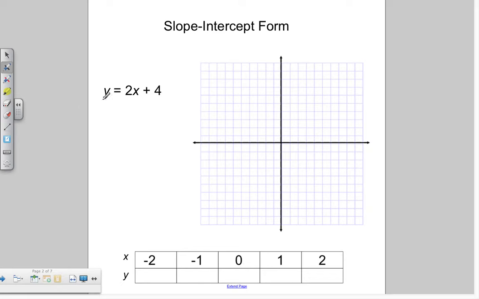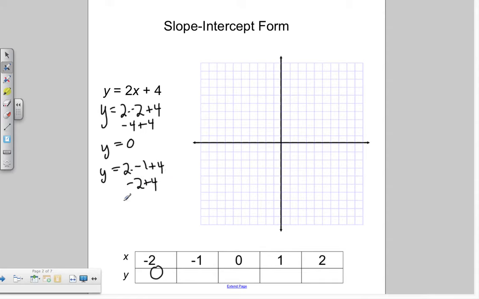So I go ahead and I do y equals 2x plus 4. So if I put in negative 2, I have y equals 2 times negative 2 plus 4. This gives me negative 4 plus 4. This gives me 0. So I've got negative 2, 0. When I put negative 1 in, I have y equals 2 times negative 1 plus 4. Negative 2 plus 4. Y equals 2.